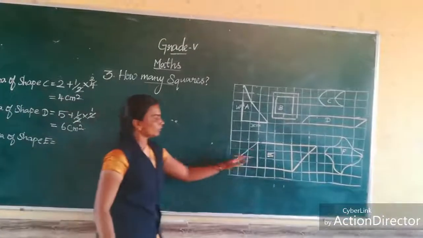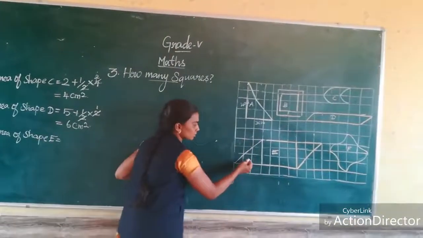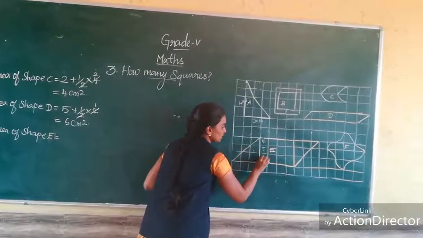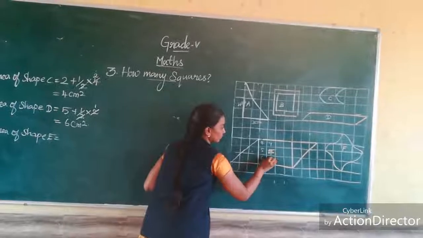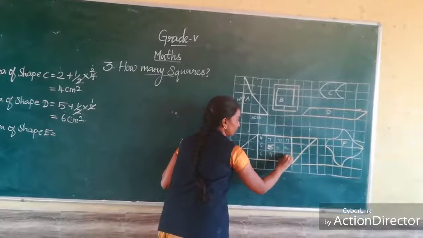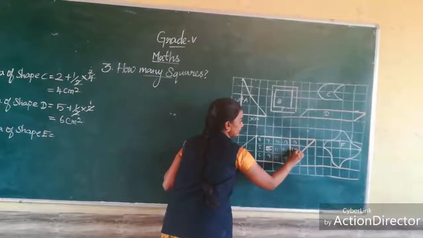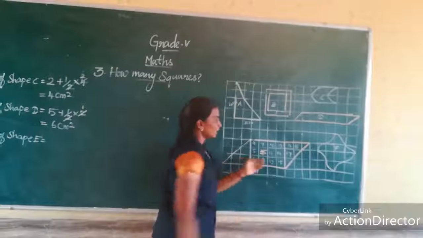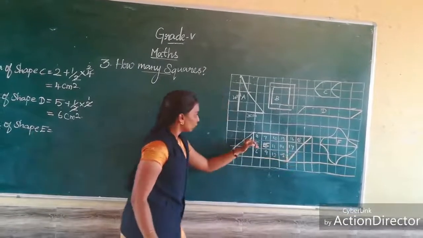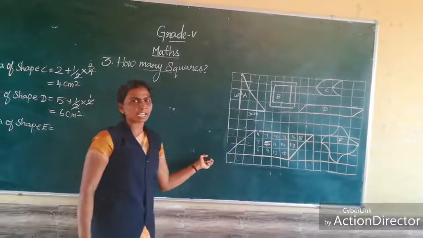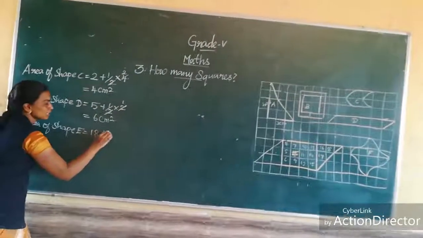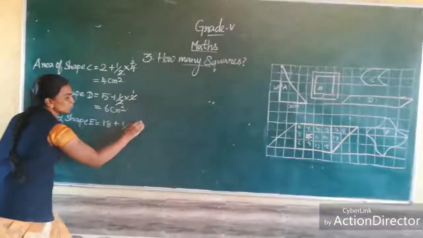Look at here. First we want to know the number of full squares. 1, 2, 3, 4, 5, 6, 7, 8, 9, 10, 11, 12, 13, 14, 15, 16, 17 and then 18. 18 full squares. How many half squares? 1, 2, 3, 4, 5, 6. 6 half squares, 18 full squares. So 18 plus 1 by 2 into 6.